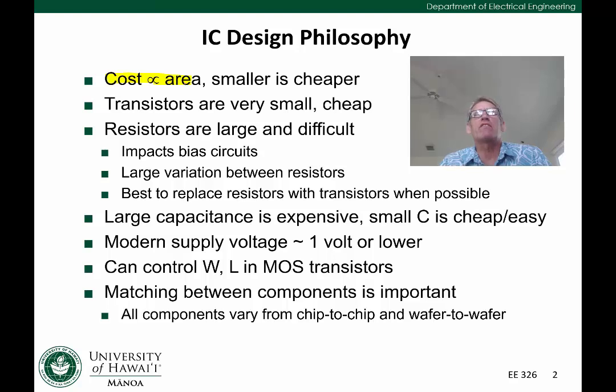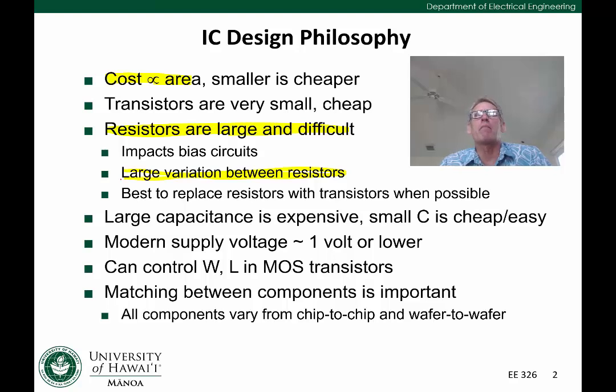Keeping along those lines, transistors, especially modern transistors, tend to be very small and cheap. So if there's a situation where you can replace components with transistors, that's generally a good idea because they tend to be cheap. Other components are not as easy. Resistors, for example, tend to be large and difficult. And what I mean by difficult is a couple things. One, they take up a lot of space. And two, there tends to be a lot of variation between the resistors. And so this makes them a little hard to do on chip.